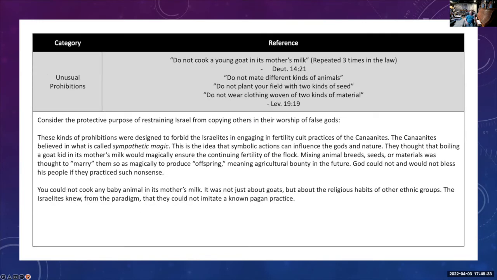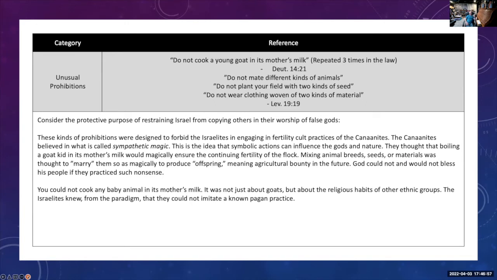Unusual prohibitions. Don't cook a young goat in its mother's milk. Don't mate different kinds of animals. Don't plant your field with two different kinds of seeds. Don't wear clothes woven of two different kinds of material. Consider the protective purpose of restraining Israel from copying others in their worship of false gods. These kinds of prohibitions were designed to forbid the Israelites from engaging in fertility cult practices of the Canaanites.